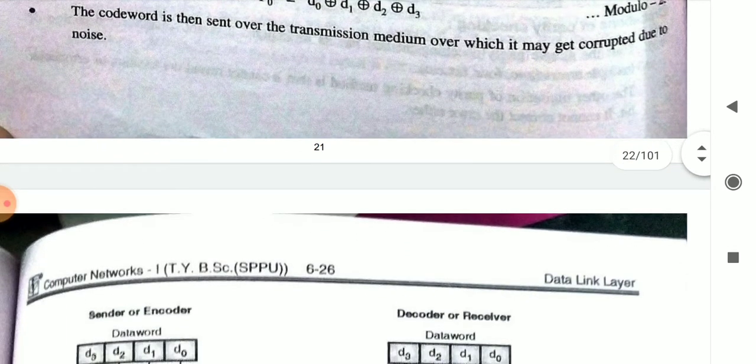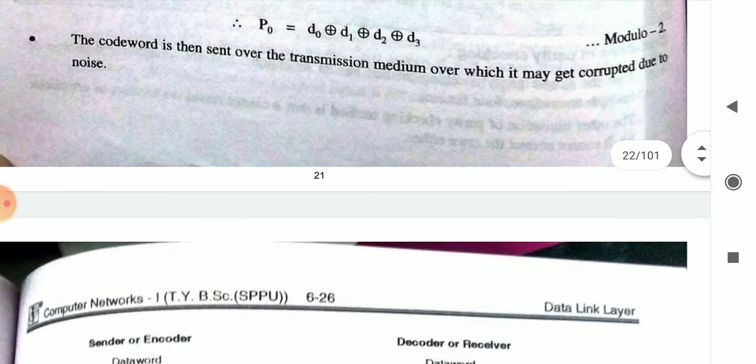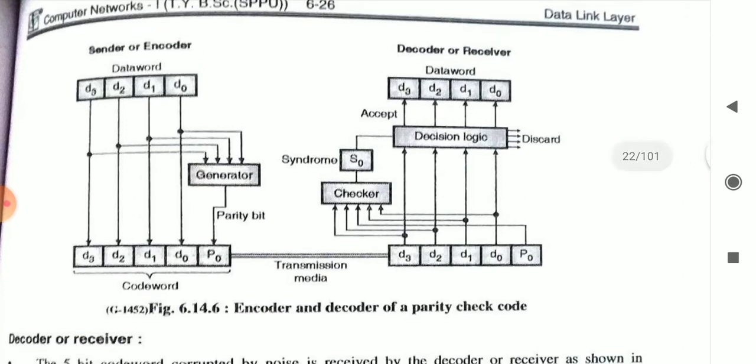The code word is then sent over the transmission media, over which it may get corrupted due to noise. When noise is added to the data, then that data may be corrupted.